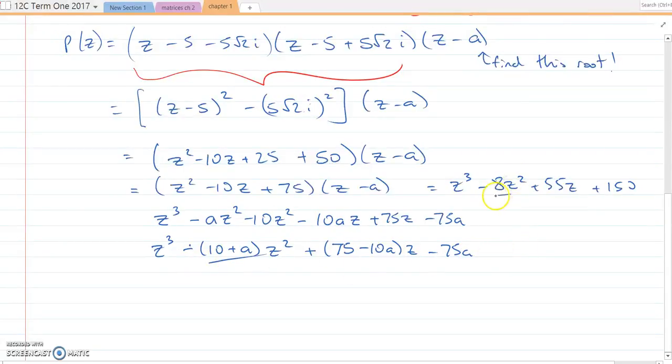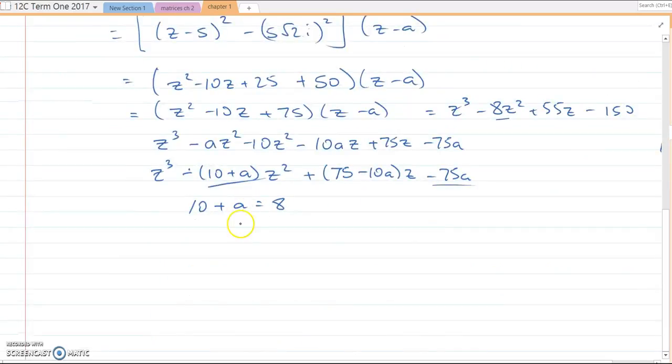Okay, this equals this. I've already got a minus, so 10a equals 8, a equals 0.8? What am I doing? 10 plus a equals 8. Okay, and a equals minus 2. Okay, so the roots are 5 plus 5 square root 2i, 5 minus 5 square root 2i, and minus 2.